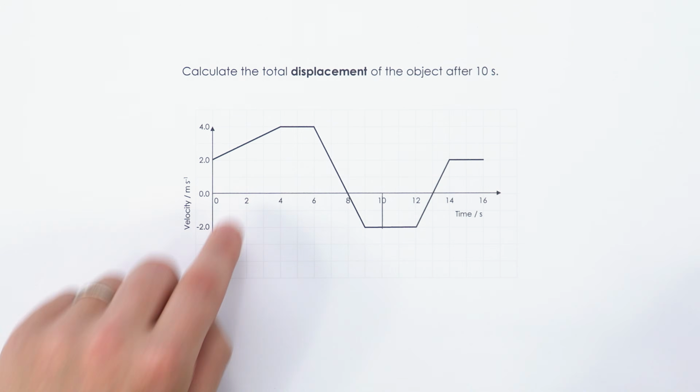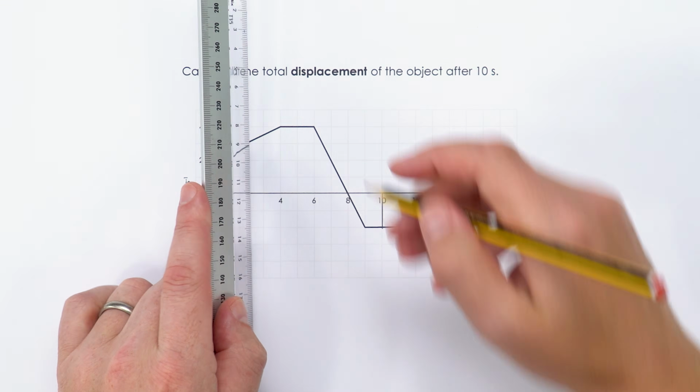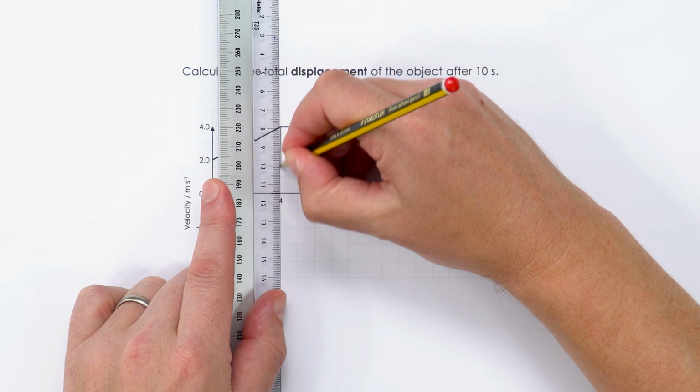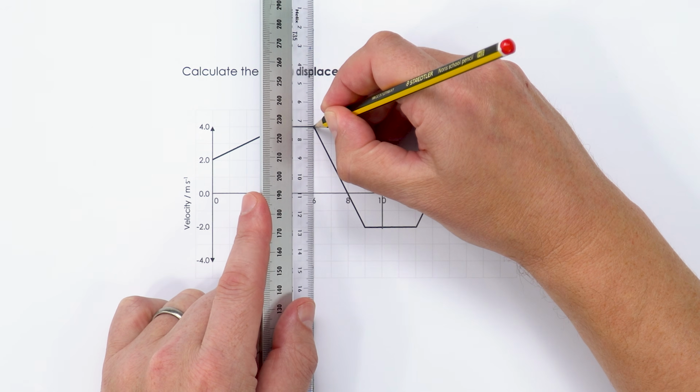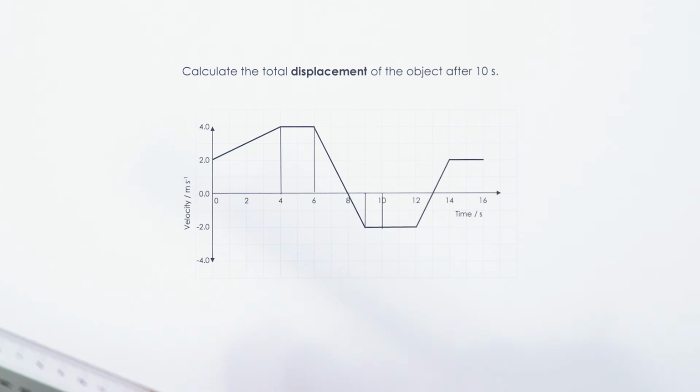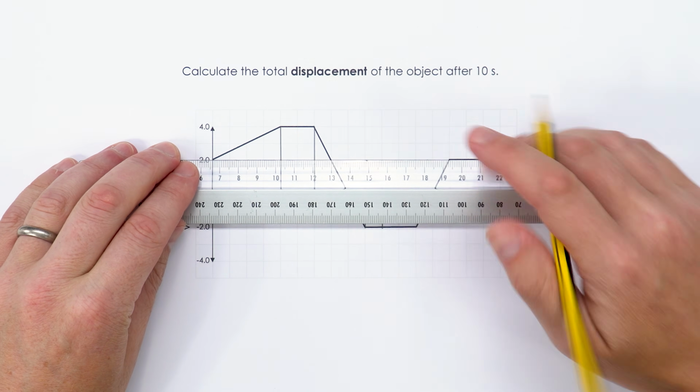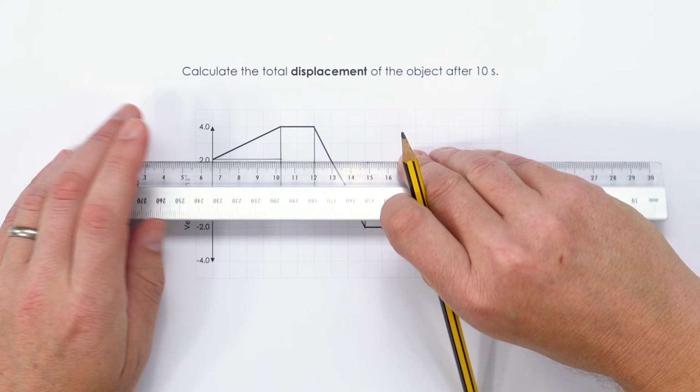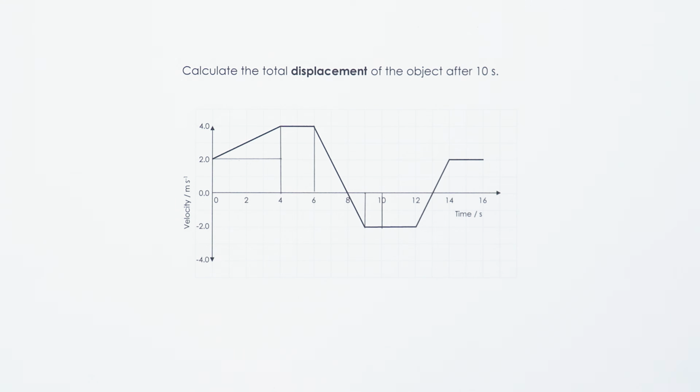And what I'm going to do is I'm just going to break this up into smaller rectangles and triangles. So if I put a line across there, a line across there, and a line across there, and then I'm just going to split this one up like that. So what we have now are smaller areas which we can calculate.